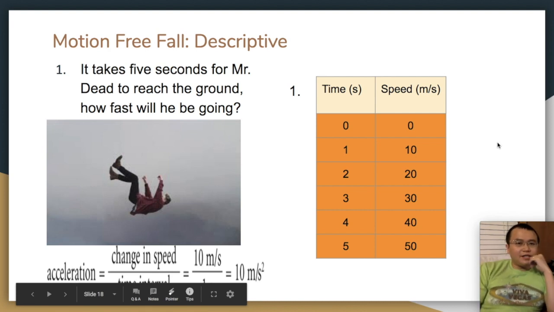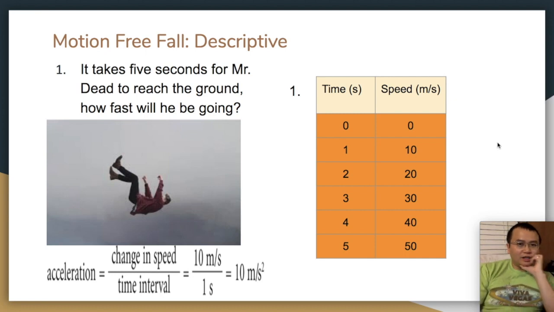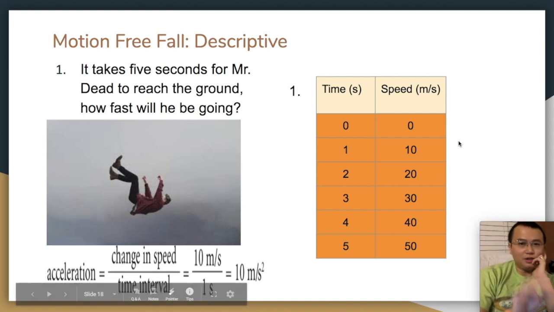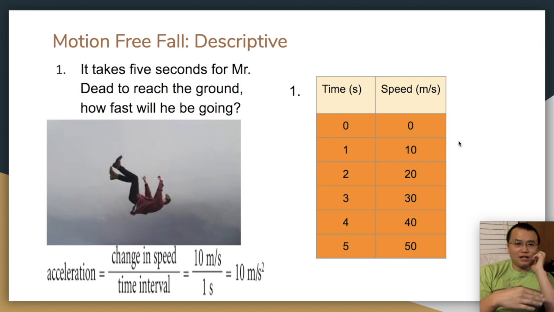It takes 5 seconds for Mr. Dead to reach the ground. How fast will he be going? On the right, you will see the table. You can see here, because the acceleration is 10 meters per second squared, every second the speed increases by 10. So the first second is going to be 10, 20, 30, 40, and 50.